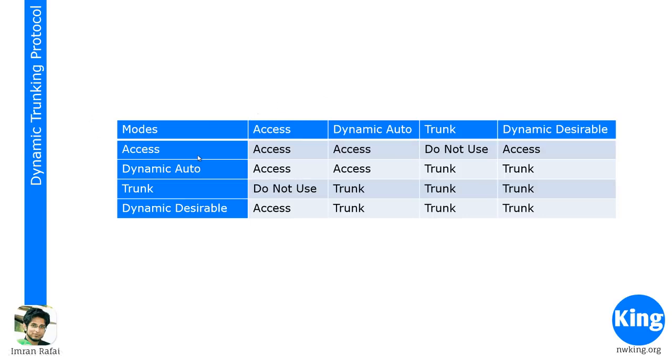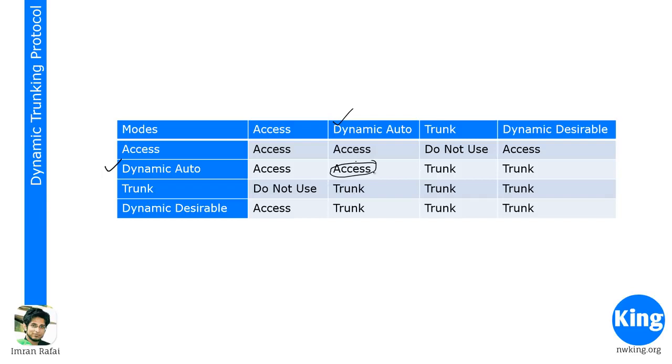So if you take a device out of the box and connect a wire from one switch to another switch, both of them are going to be in dynamic auto mode. Hence, if you look at this table, which I created so that it becomes easy for you to know what will happen: if both the ports are in dynamic auto, which is the default case, the switch will not form a trunk. It will still stay in the access mode function.